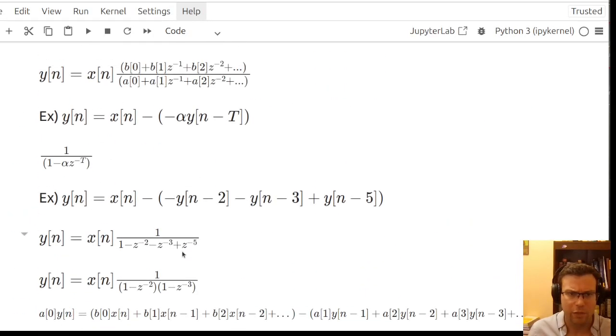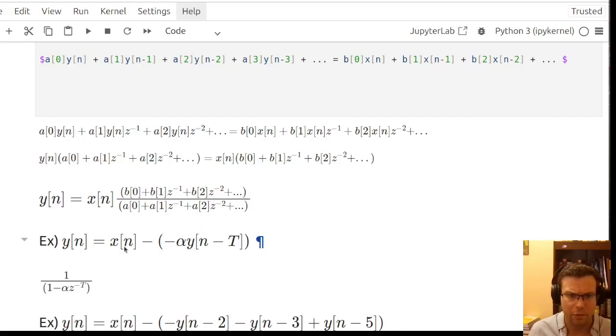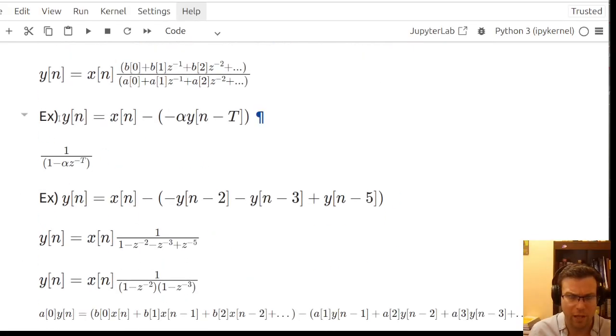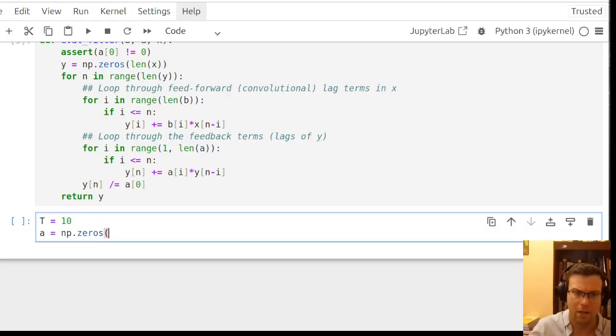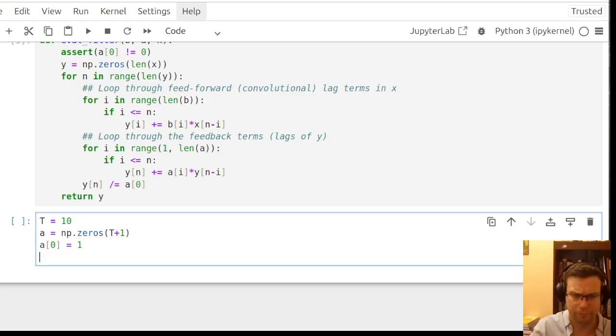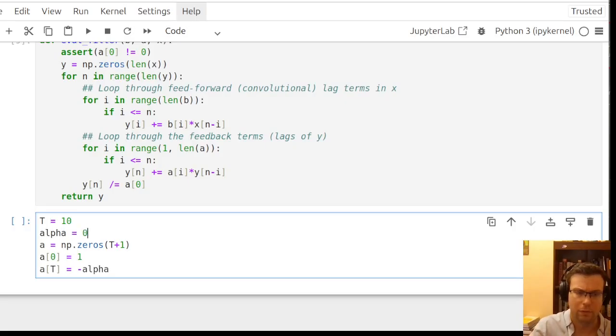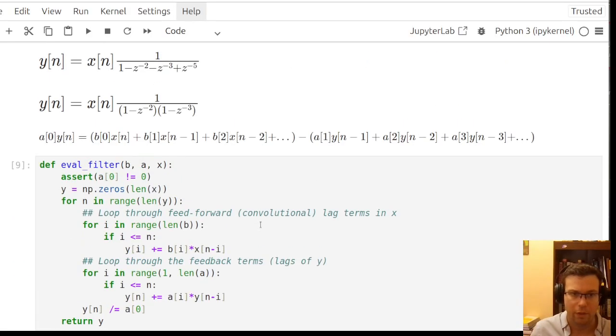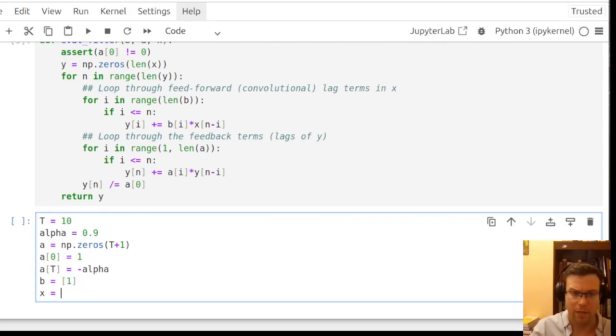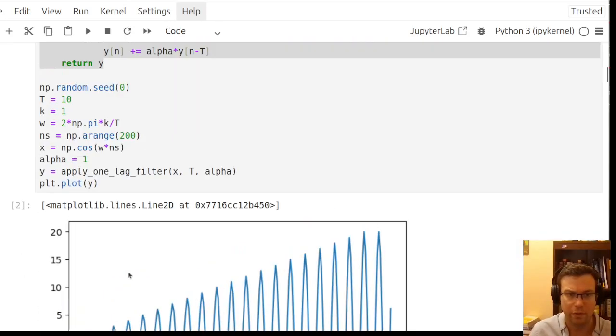Let me just quickly check this on the example here. My a for this example would be 1, and then a bunch of zeros, and then negative alpha. So I'm going to say a is equal to np.zeros, let's say T is equal to 10, T plus 1, a0 equals 1, and then a[T] is equal to negative alpha. And then my b is really simple. It's just 1.